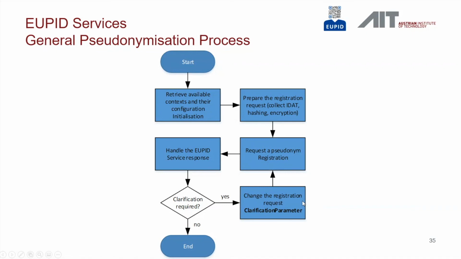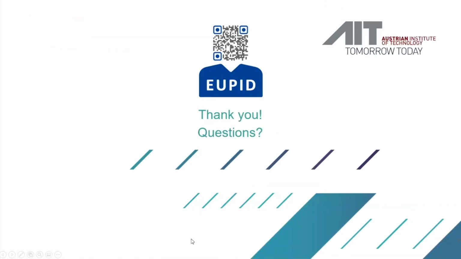And somehow you will then get out a EUPID services-based context-specific pseudonym related to the context that is somehow associated to your rare disease registry, and that's it.